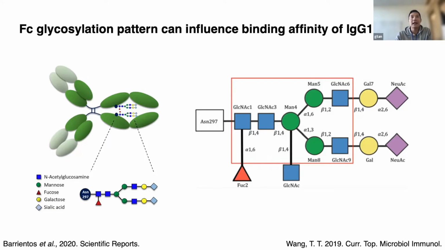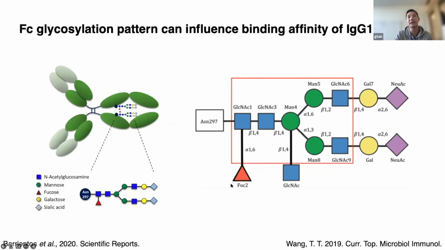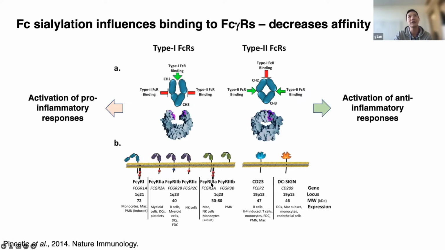So what we know is that Fc glycosylation impacts or influences the way they bind to Fc gamma receptors. In what we've known in the past, if you have no fucose, so if you delete this fucose, then you have high affinity to type 1 gamma receptors. And these are the type 1 gamma receptors I just showed you earlier in the previous slides, where you have activation of pro-inflammatory responses. So these are ones that are associated with phagocytosis, release of cytotoxic molecules. So therefore, they're a little bit more highly inflammatory.